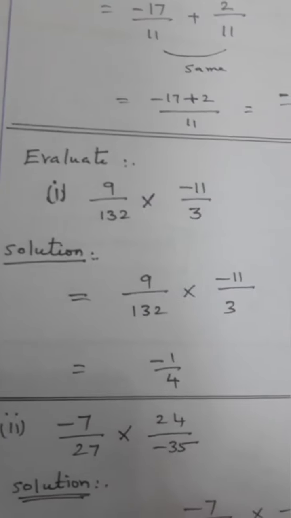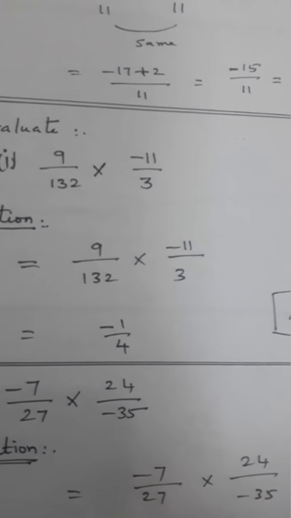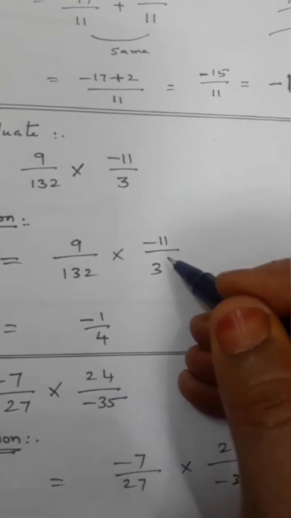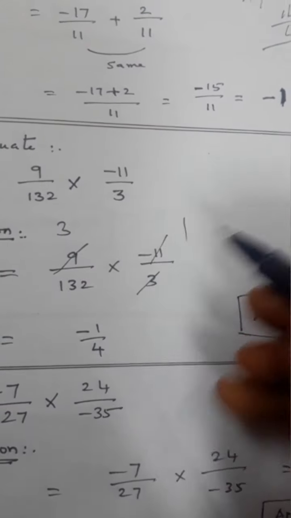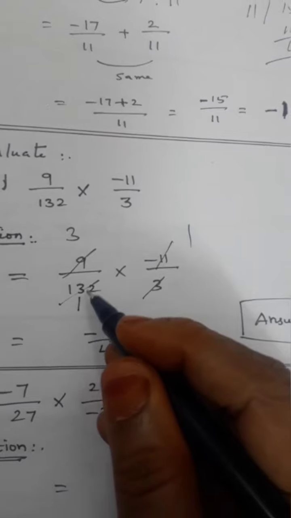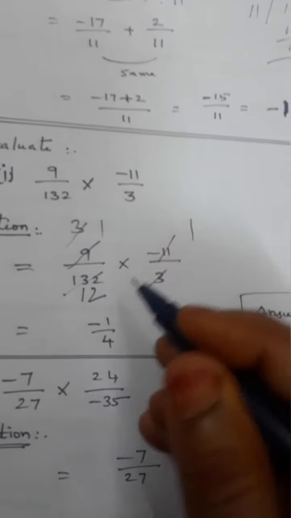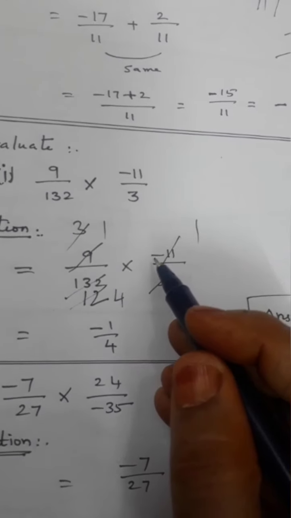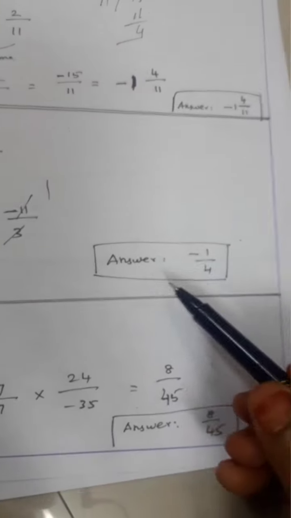Next, evaluate 9 by 132 into minus 11 by 3. So 3 3s are 9. First step, you see there, 3 3s are 9. 1 11 is 11, remaining 2. 2 11s are 22. 1 3 is 3. 4 3s are 12. So it is 1 by 4. Only 1 minus symbol is there, so write minus 1 by 4. The answer is minus 1 by 4.